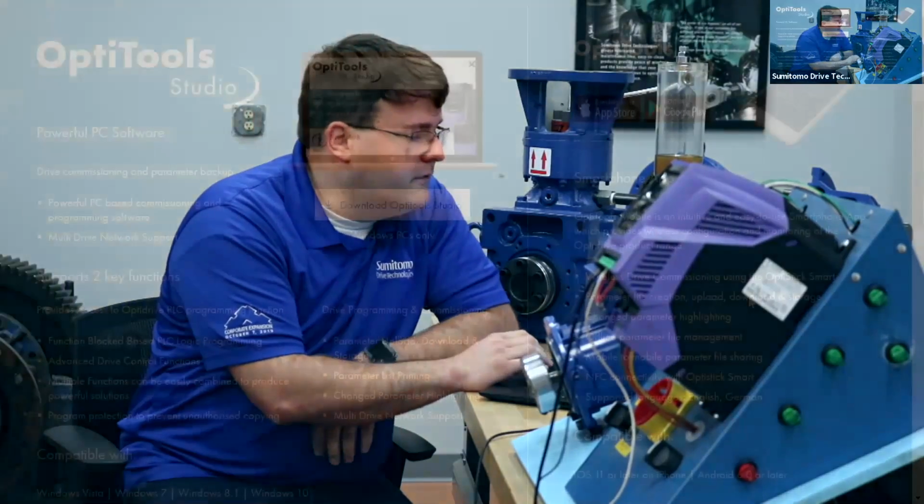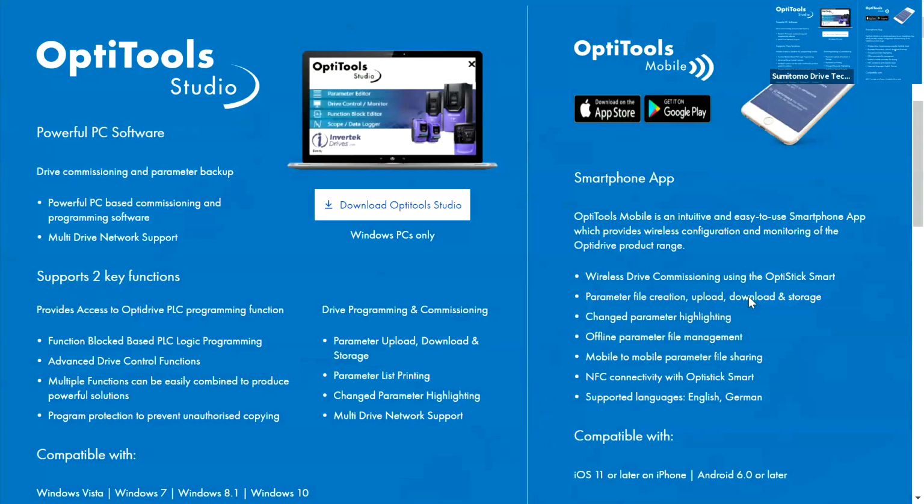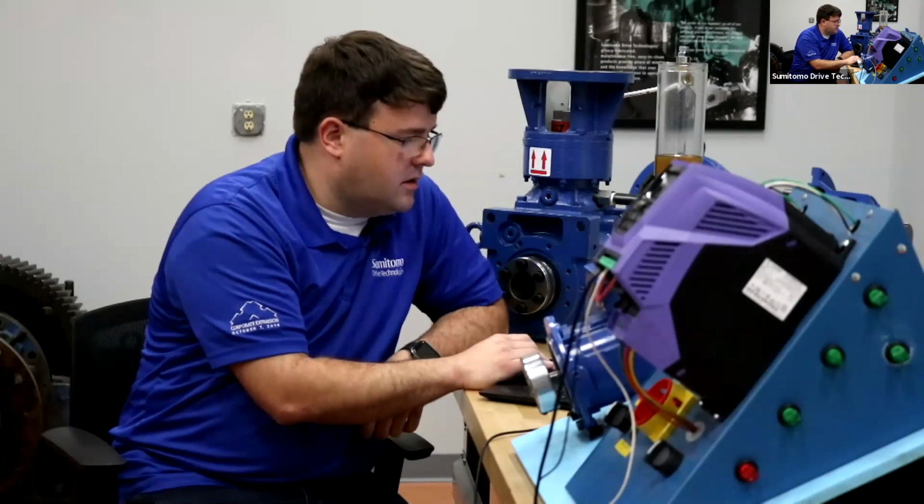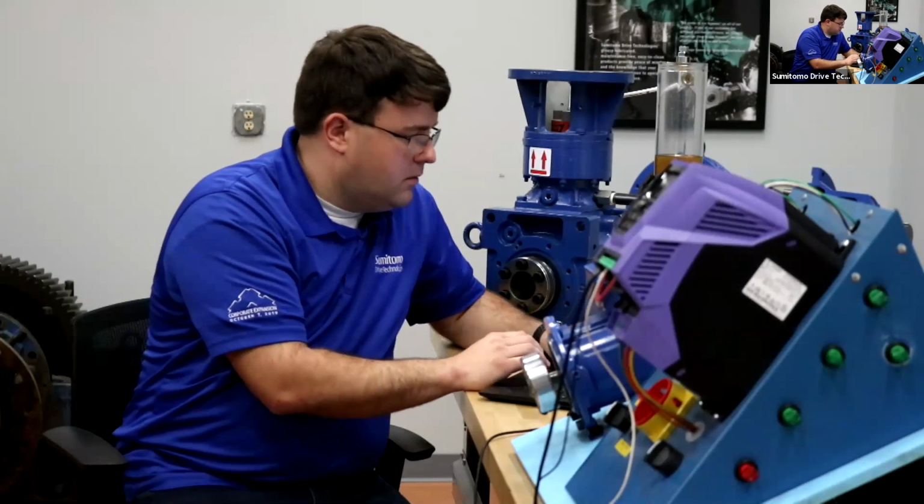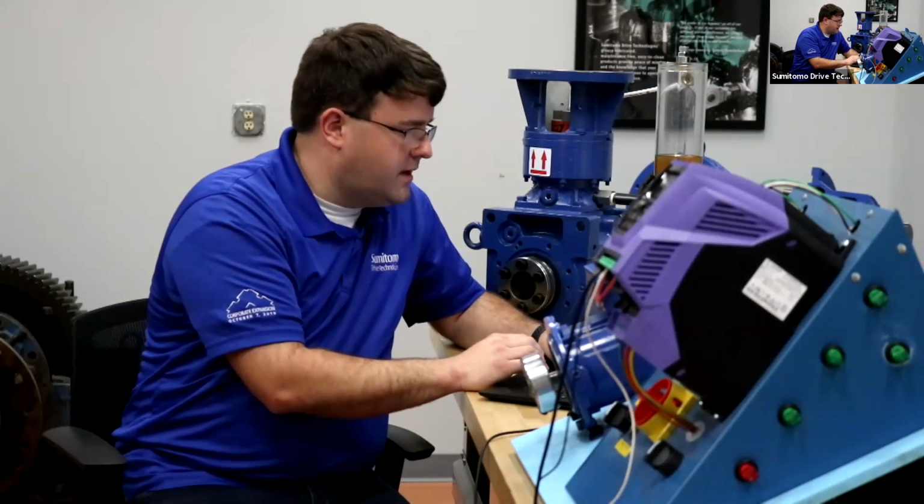If we go to the website invertekdrives.com, there's a link here for software, and you're going to download OptiTool Studio right here. This is where you also get the link for the mobile version if you want to do it on your phone. But we'll cover that a little bit when we talk about the OptiStick. Here you want to get the software to get started. So once we get the software, we'll switch over to that.